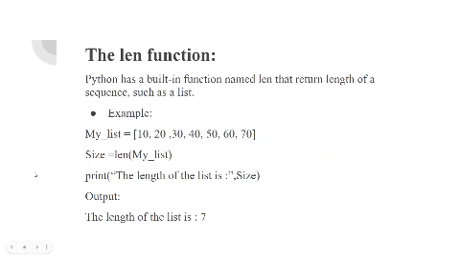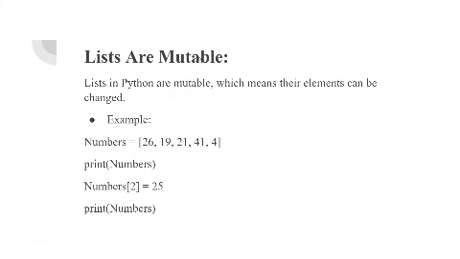Lists are mutable. Mutable means a list can be changed. Lists in Python are mutable, which means their elements can be changed. Let's see an example. numbers = [26, 19, 21, 41, 4]. Here we're just printing the numbers list. Print numbers.